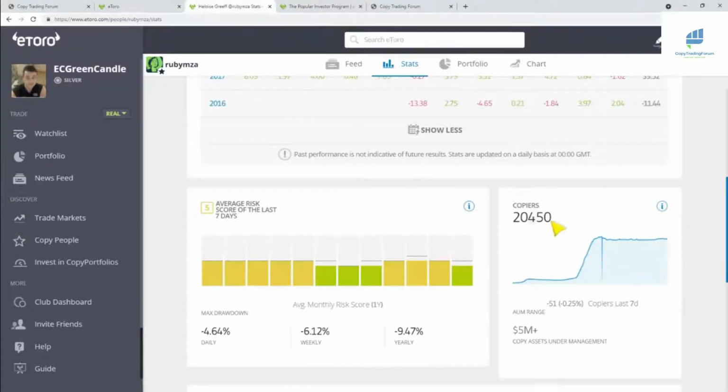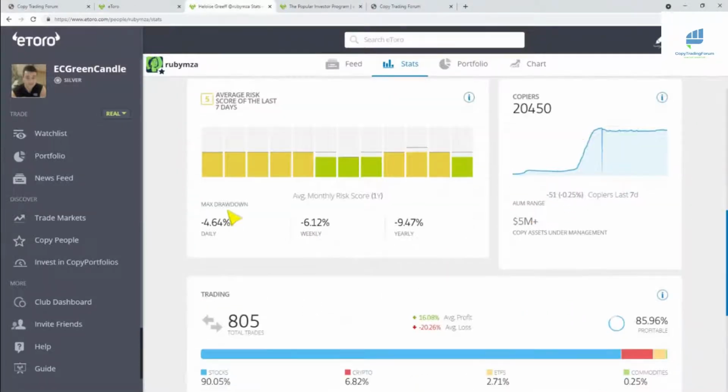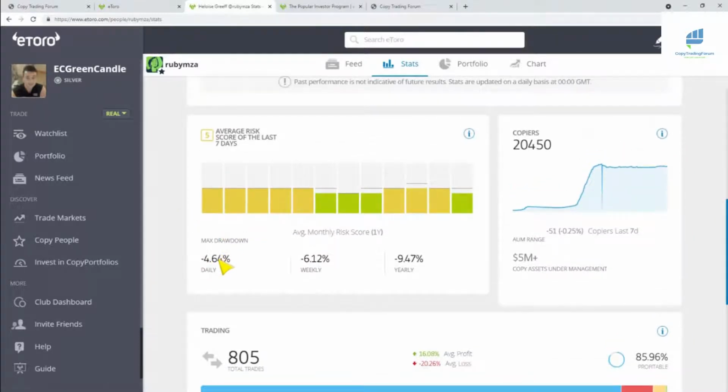You can see here she has 20,450 copiers. And these max drawdowns, these are just to show how much her portfolio or her investment has dropped from the highest point to the lowest point over a period of time.